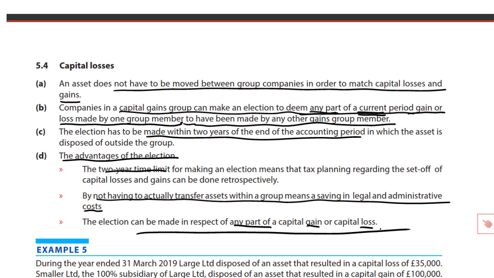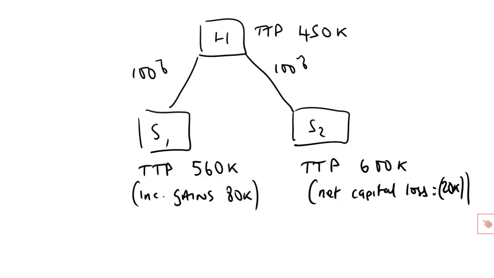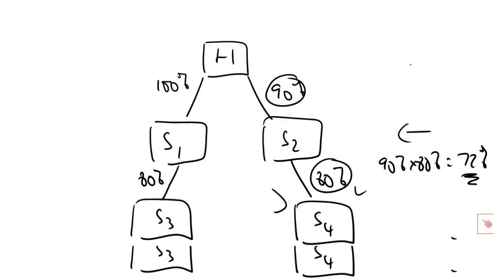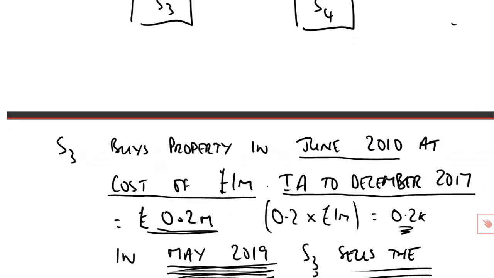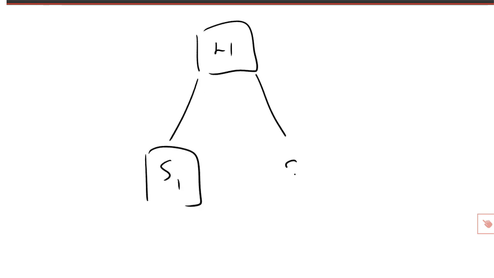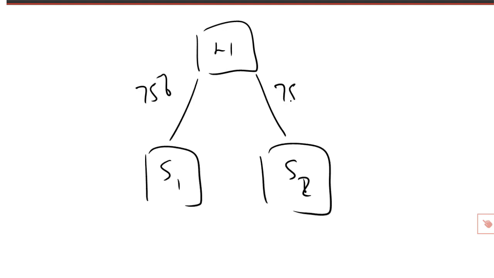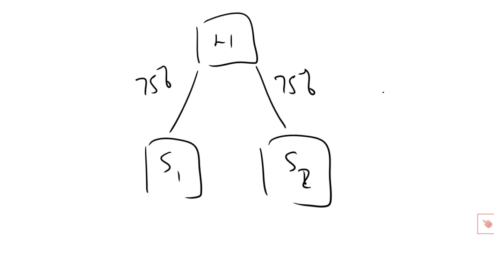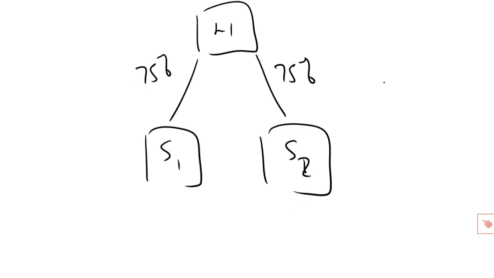So let's just now have a little example and illustrate the way in which that might be of use to us. Okay. Let's imagine, therefore, that we've got holding company, we've got S1, we've got S2. We know that the minimum requirement for gains group member is 75% ownership. The reality is it's normally 100%. We can therefore recognise that all three of those companies are in a gains group.